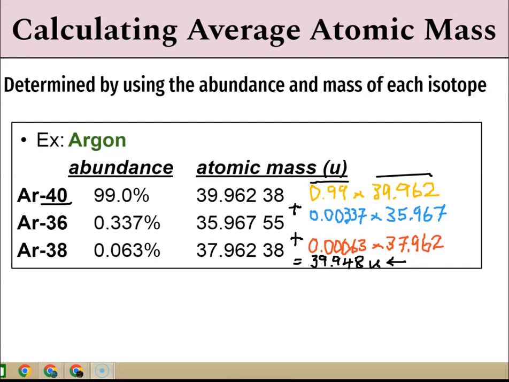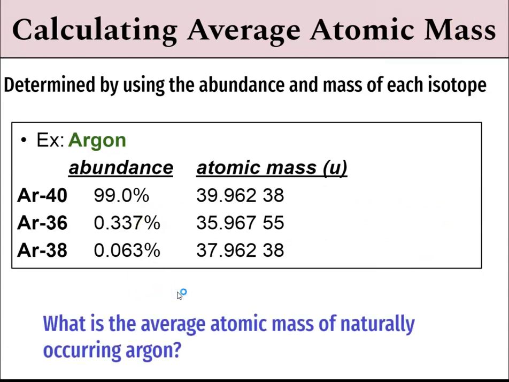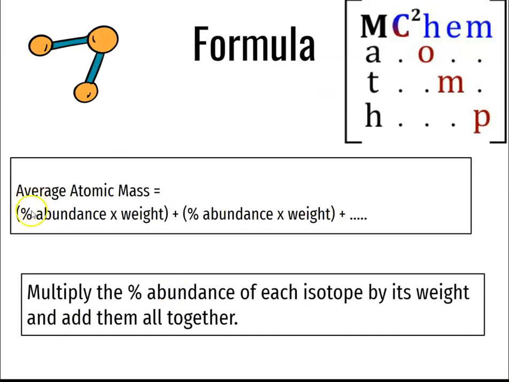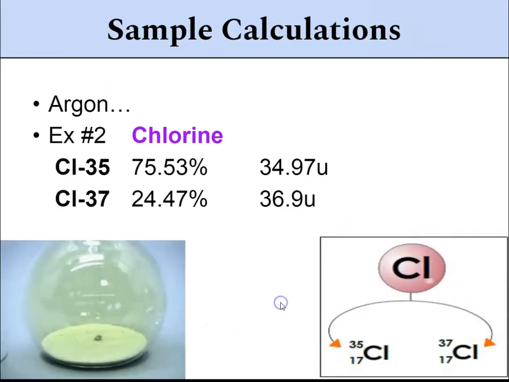And this should make sense because it's somewhat close to Ar-40. So for argon it's very, very close. Most of them have an atomic mass of 40, so the overall average atomic mass should be close to 40. And if you look it up in a periodic table, it will be 39.948. And so any time that we do that, we follow that same formula. It's the percentage abundance times the weight plus the percentage abundance times the weight, and that percentage abundance is written as a decimal, and we get its overall average atomic mass.